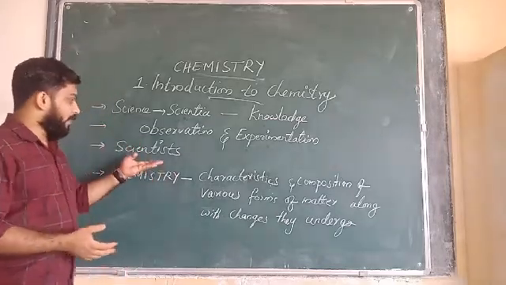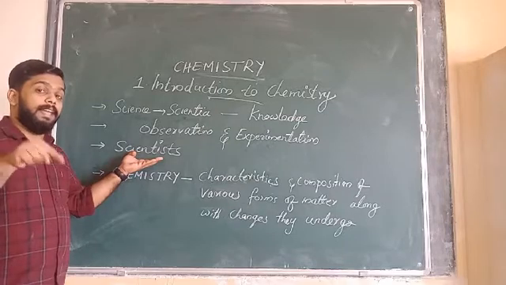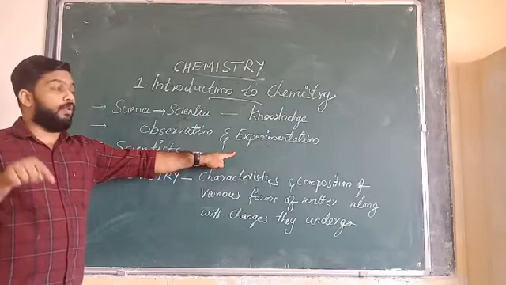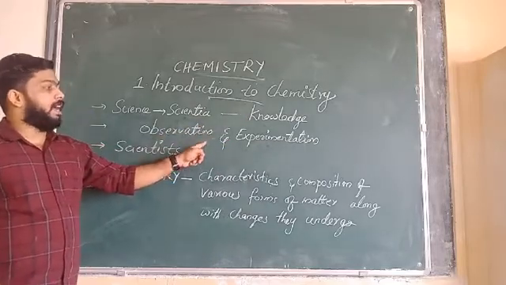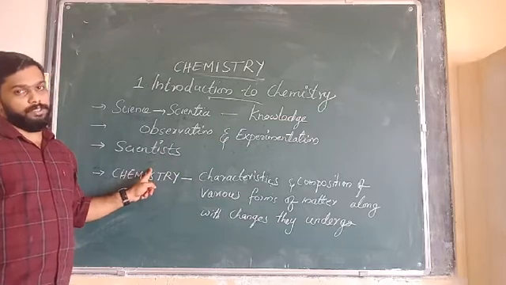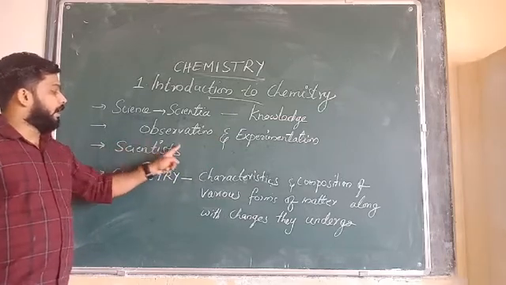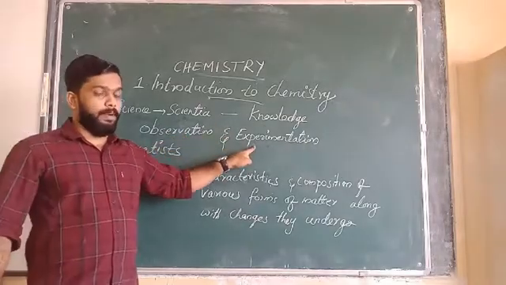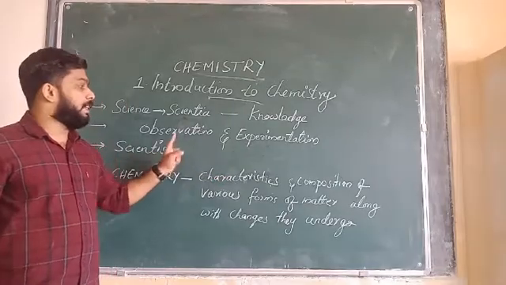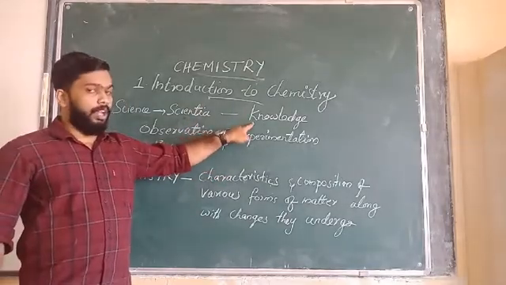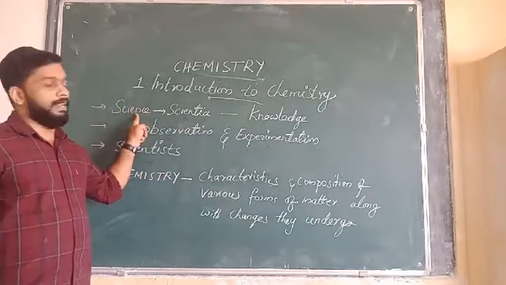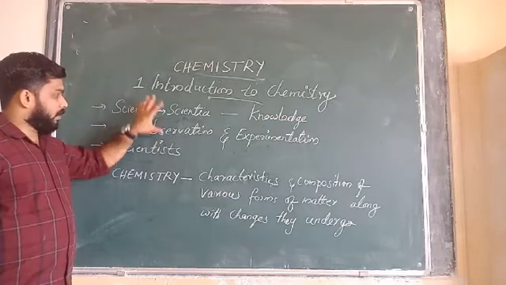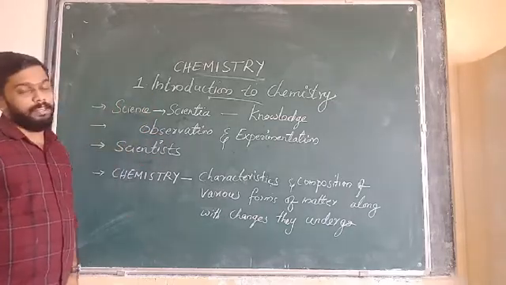Now, what is a scientist? The people who are engaged in observation and experimentation, and who acquire knowledge through observation and experimentation, are called scientists. Scientist means a group of people engaged in observation and experimentation. Why are they engaged in this? To acquire knowledge. That knowledge is called science. So this is science and scientists.